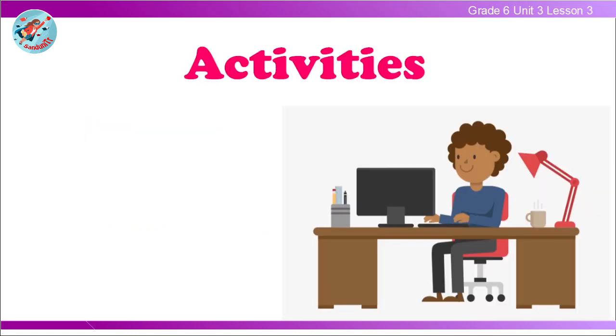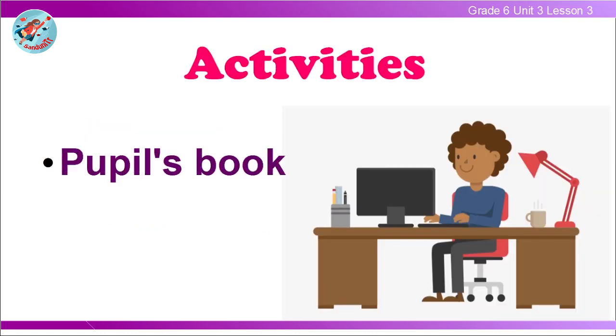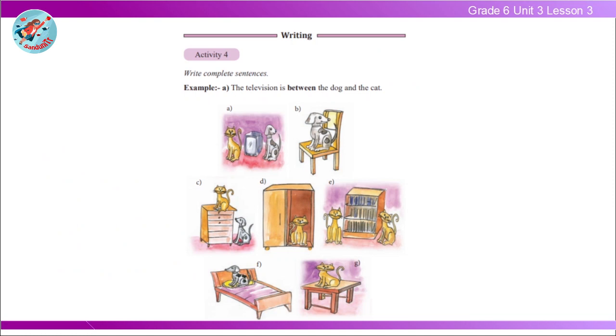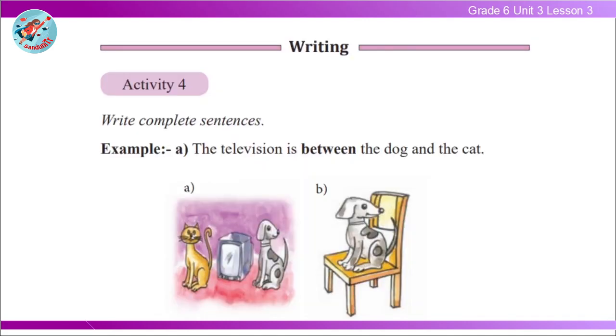So children, now let's go to our first activity. So that, take your pupils book and turn to page number 24. We are going to do activity 4. Here it is. Activity 4. Write complete sentences. Children, look at the given example for the picture A.